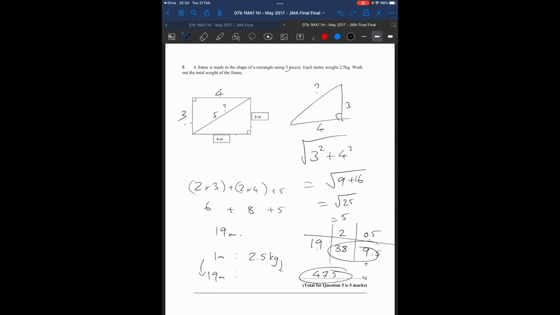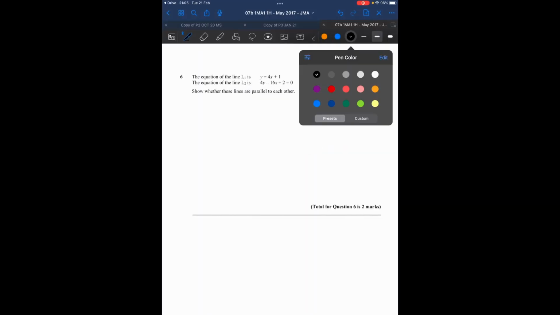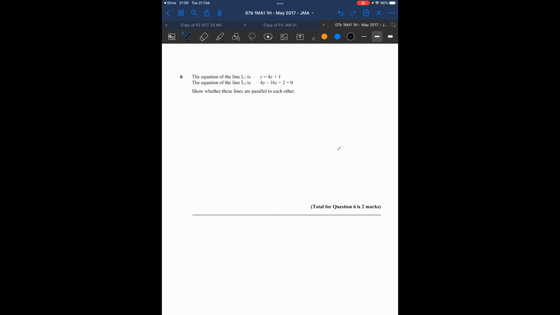What have we got next? Next up, we've got, here we go, question 6. So the equation of line 1 is this, 4x plus 1. So what does that look like? Intercept of 1, 4, something like that. That's line 1. The equation of line 2 is this thing here. Okay, this is much harder to quickly think about because of the way that it's written. I'll come back to that in a moment.